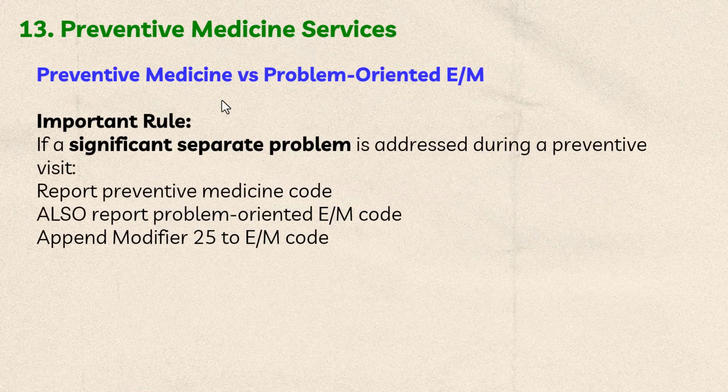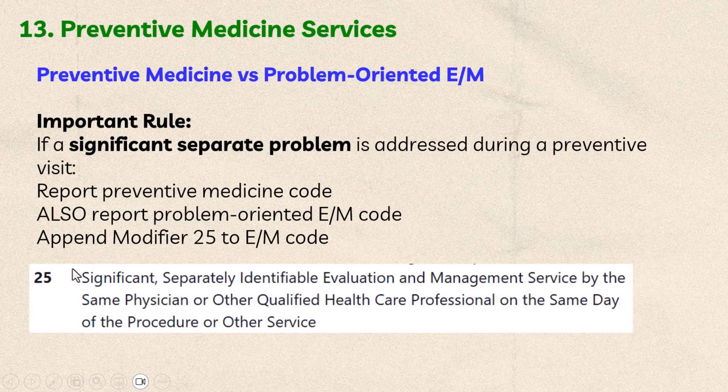So let's see what is the difference between preventive medicine versus problem-oriented evaluation and management. The important rule is, if a significant separate problem is addressed during a preventive visit, report the preventive medicine code and also report the problem-oriented E/M code, then append modifier 25 to the E/M code. Modifier 25 means significant, separately identifiable evaluation and management service by the same physician or other qualified healthcare professional on the same day of the procedure or other service.